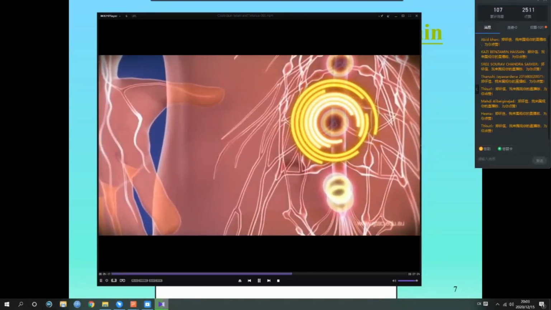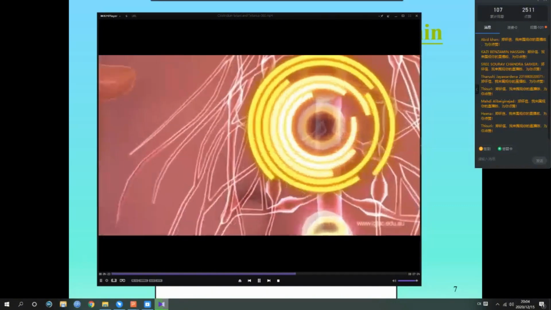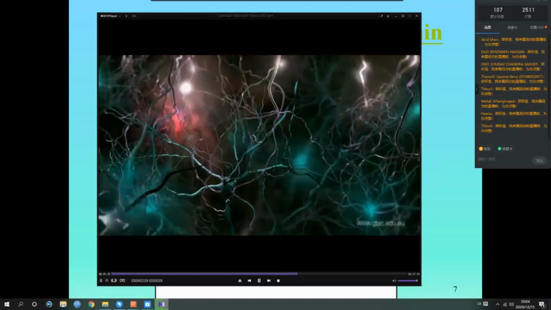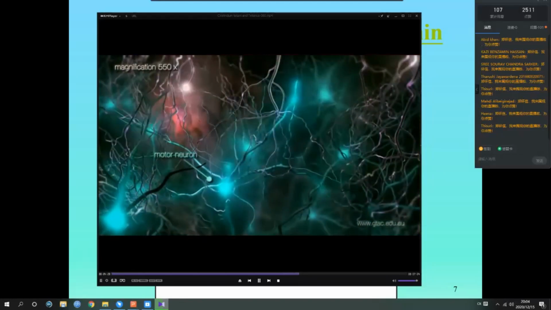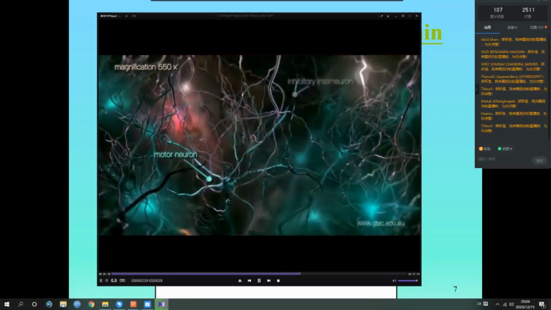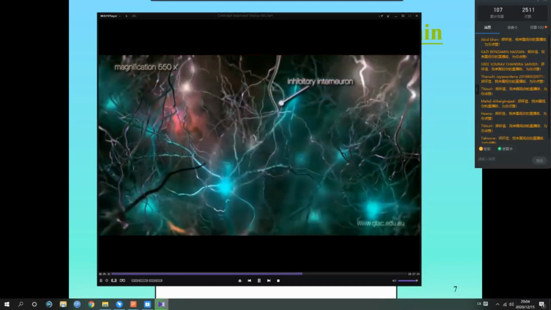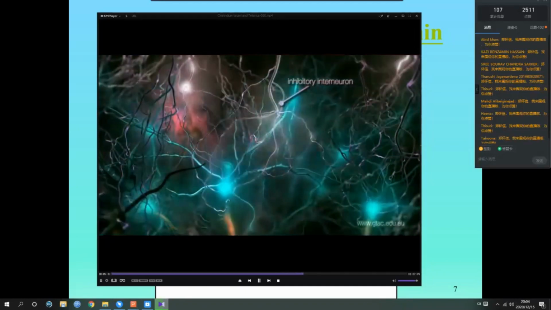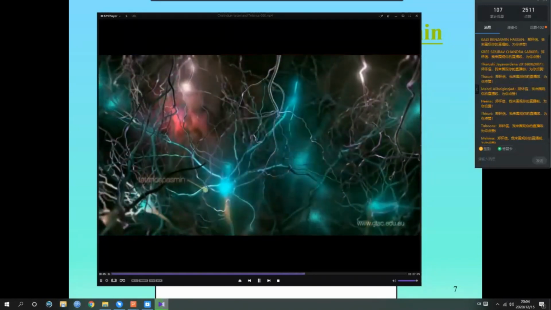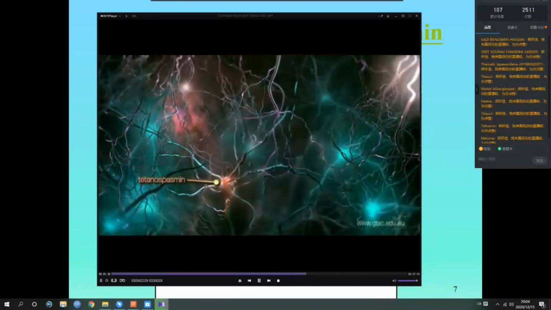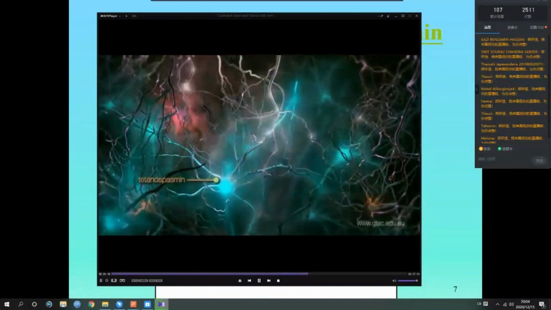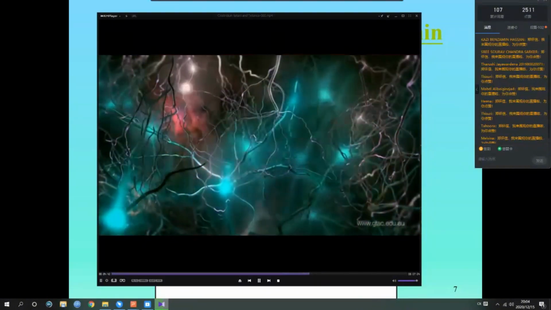We will now zoom into the spinal cord tissue. In the spinal cord, the motor neurons are controlled by inhibitory interneurons. These interneurons prevent the motor neurons from constantly firing. Tetanospasmin toxins arriving in the motor neuron cell body interfere with the action of the inhibitory interneurons.